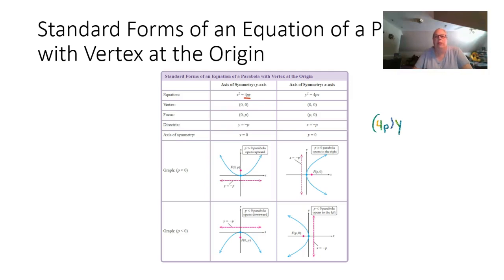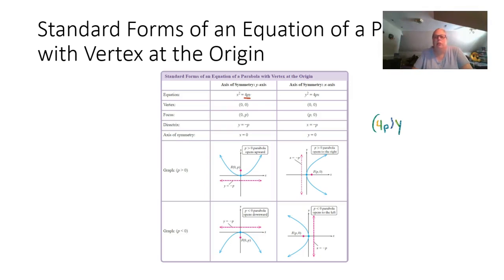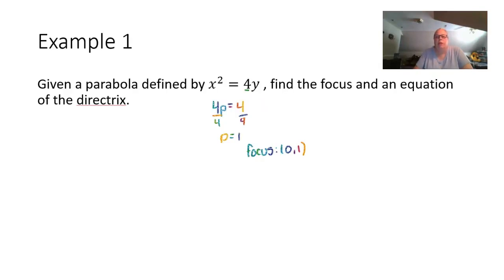Now according to my formulas over here, once I know p, I know that the focus is located at (0, p). So in our case, our focus is going to be located at (0, 1). And now the directrix, the equation for it right here, y is equal to the opposite of p. In our case, y will be equal to negative 1. And there we have them.